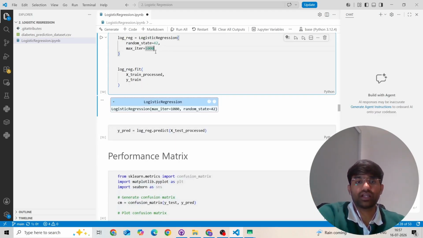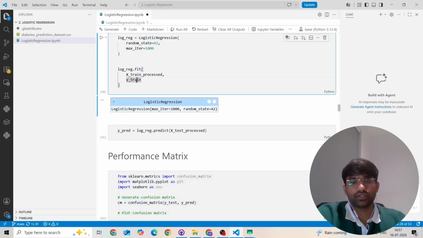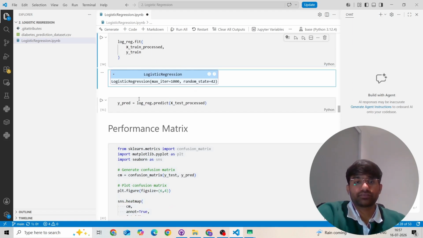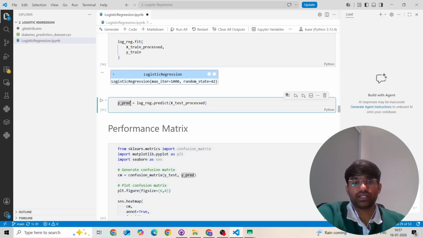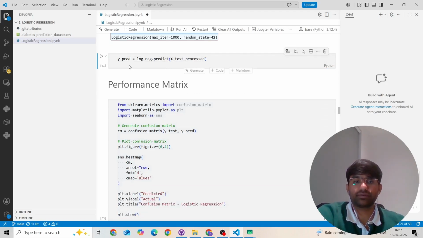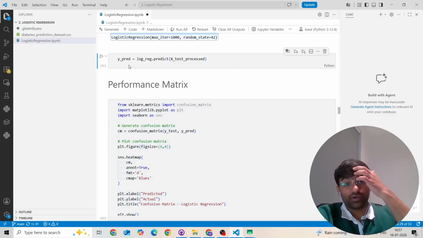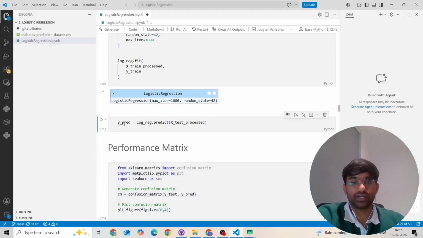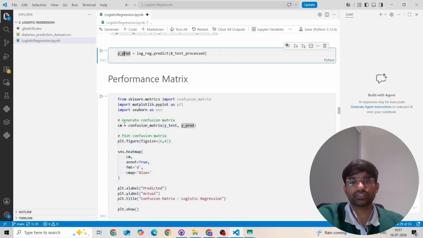After defining the model, I have fitted it with X_train processed and y_train. Okay, the logistic regression model is built. So see, I have made the predictions here: y_predict is equal to model.predict(X_test processed). So let's check the performance metrics based on the prediction. That is what we do, right? y_test is the actual data, and y_predict is the predicted data for the confusion matrix, which I have shown you, predicted versus actual.